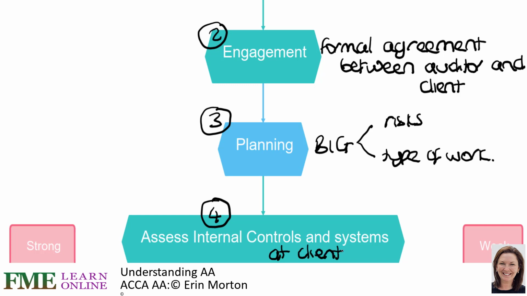So we're looking at the controls and systems that are used to help prepare the financial statements by the client. So the audit team needs to assess how reliable they are, and so they will initially conclude that they are either strong controls, so they're doing very well, or there might be some potential deficiencies and problems, in which case they may conclude that they are weak systems.